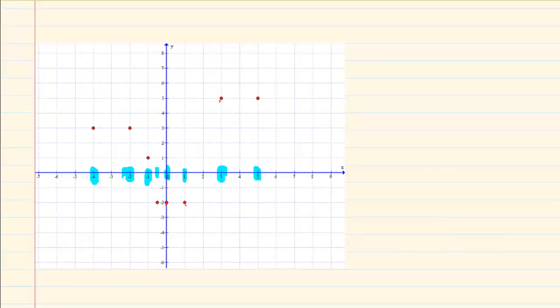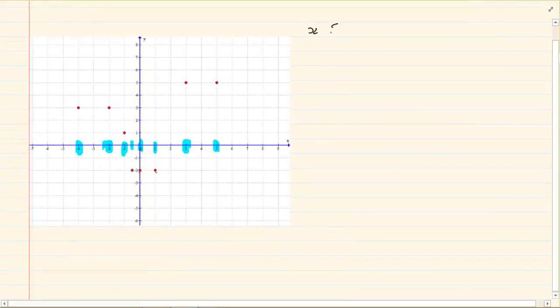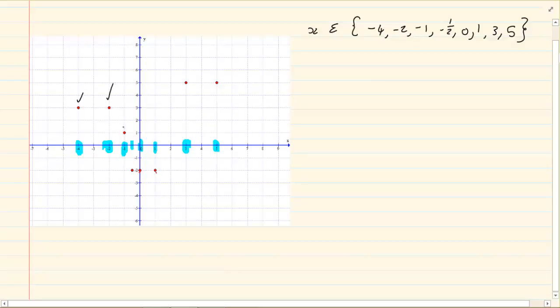Now these x values are very specific. They only have values at that point. So which means x is an element of, and then you would start from the lowest. So what I'm telling you here is that x is only on these specific points. It is on the minus 4, it is on the minus 2, it is on the minus 1, it's on the minus half, it's on 0, it's on 1, 3, and 5.